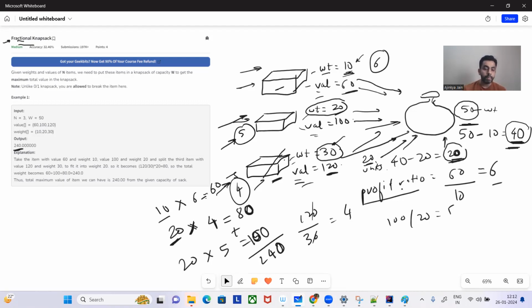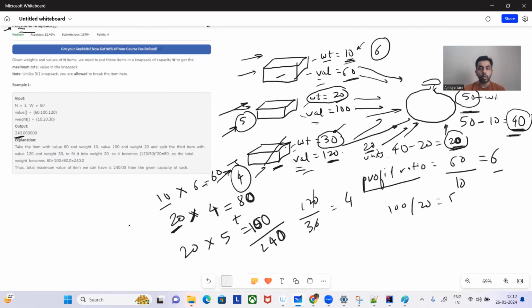Okay, so now the solution. What we'll do is sort these items according to their maximum profit ratio. We have calculated the profit ratio of each unit of weight.